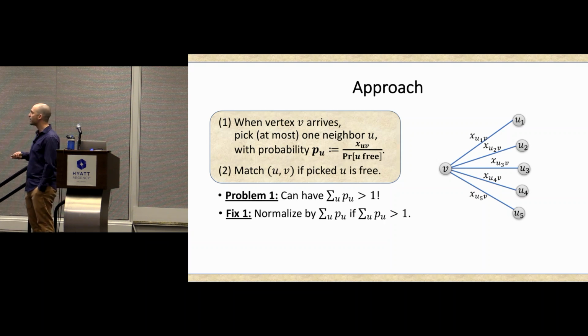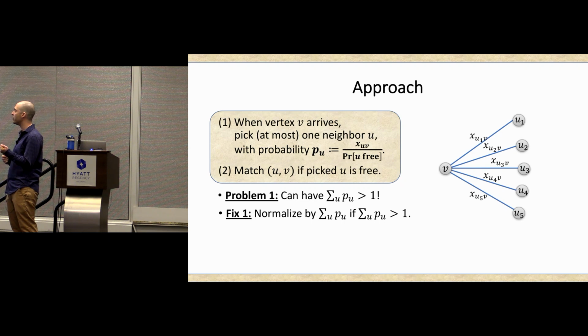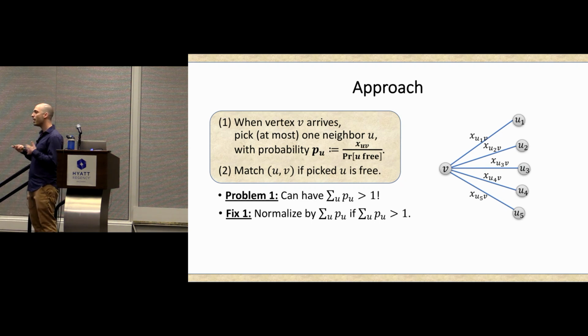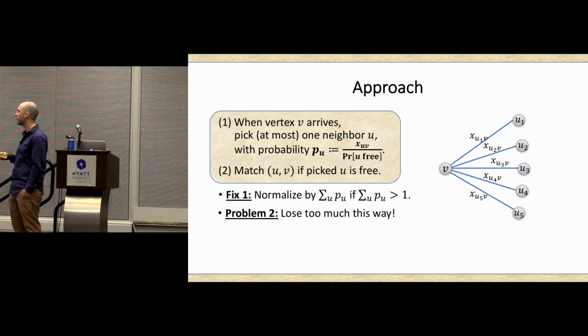Well, the natural fix is to normalize by the sum of these PUs if this sum is greater than 1. So now we'll match each edge with probability XE over the sum of these PUs. Maybe we don't lose too much and we still stay above 1/2 competitive ratio. Unfortunately, that's not the case, and we actually lose too much by this normalization.